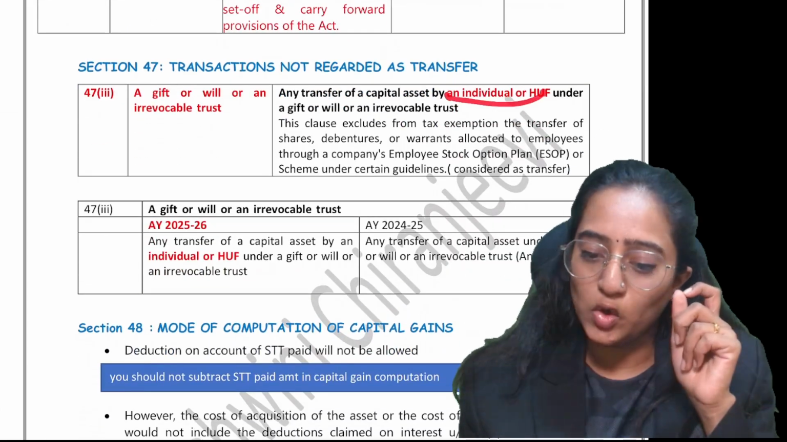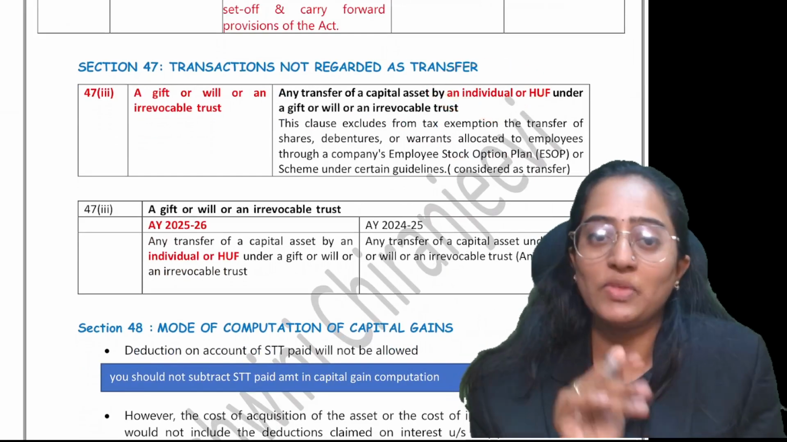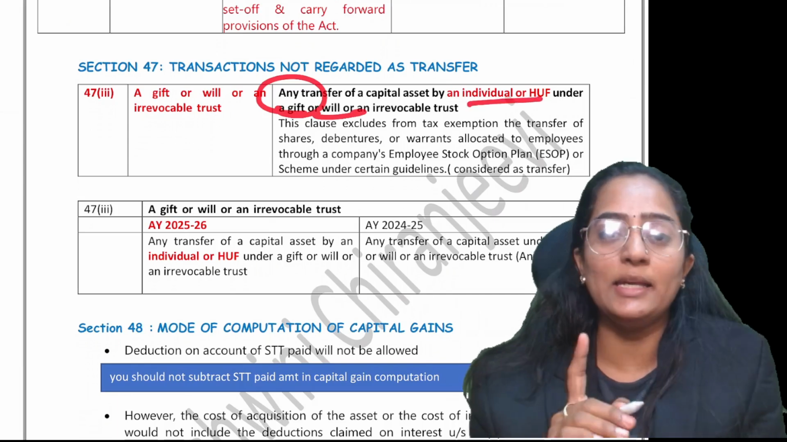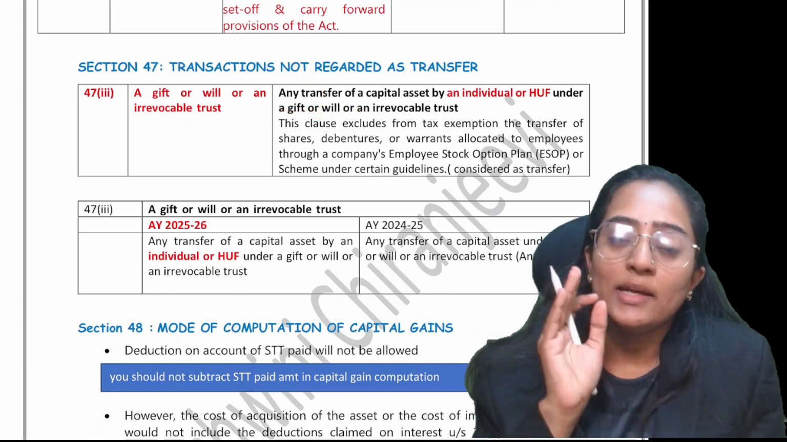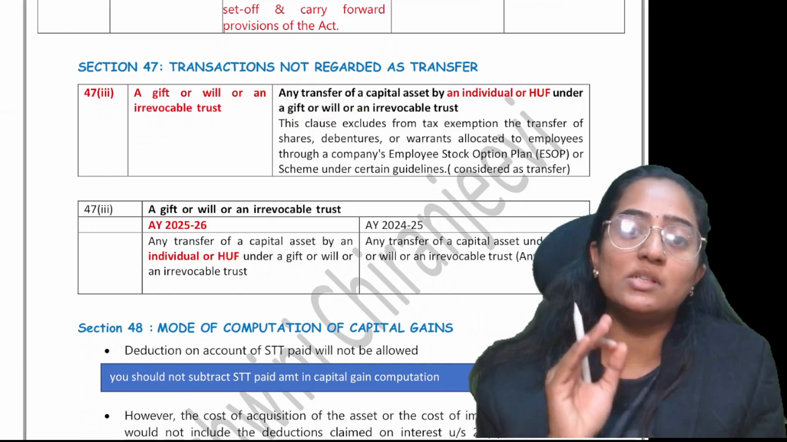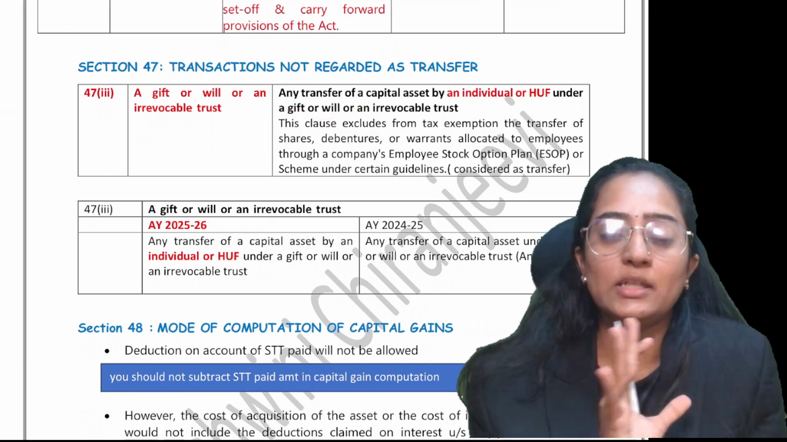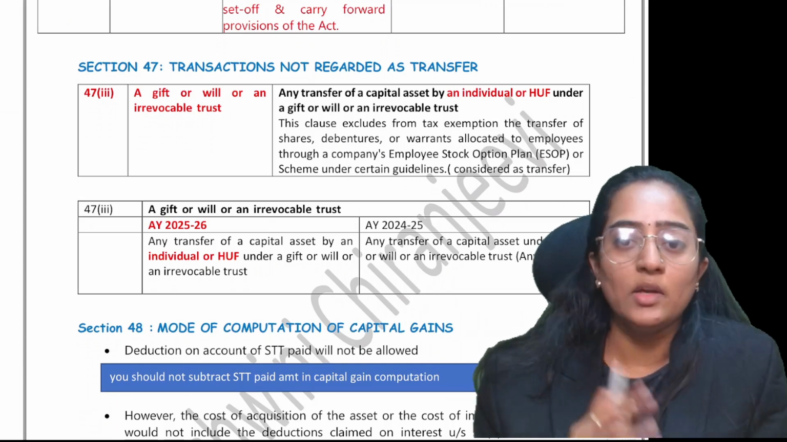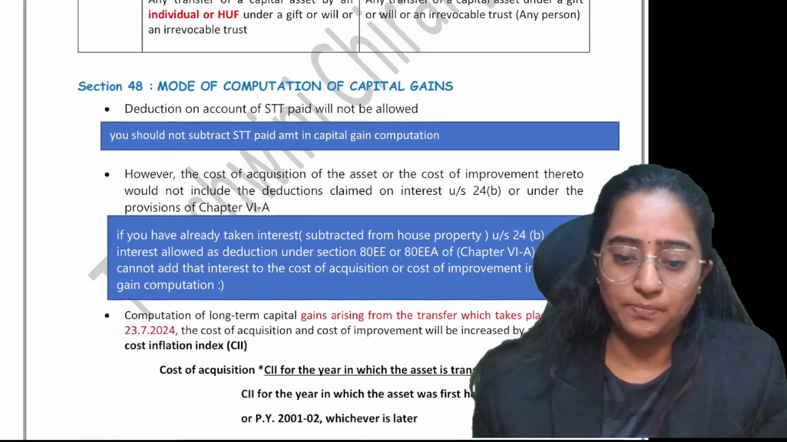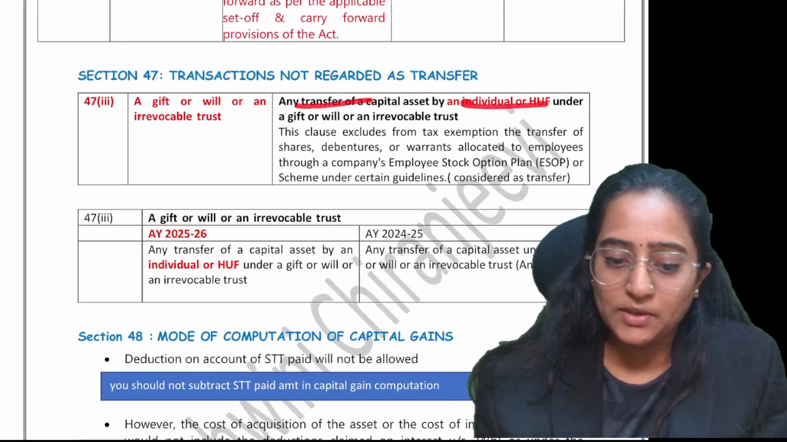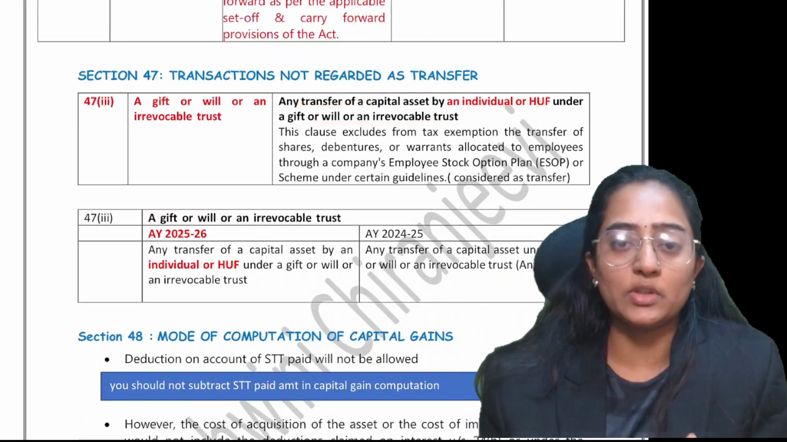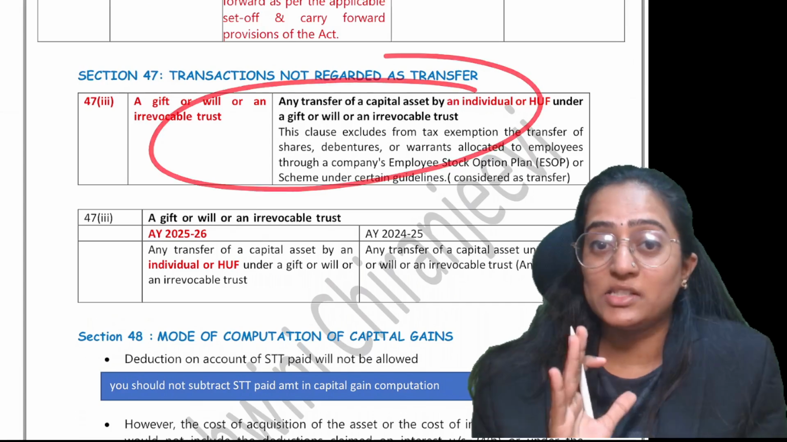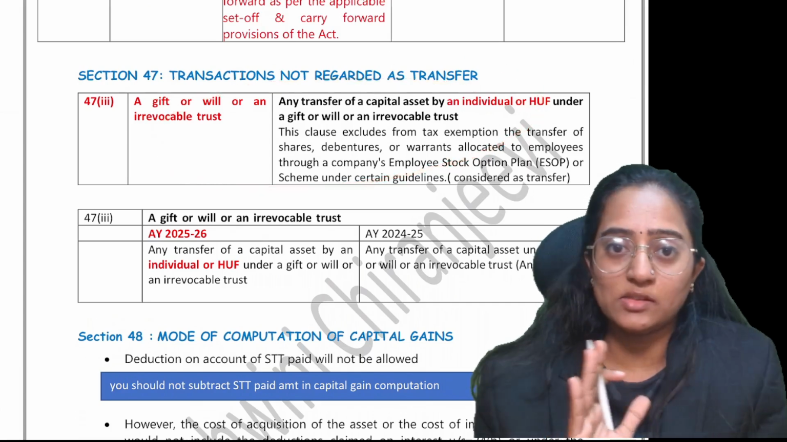Intelligently, the department included the term individual or HUF. Now, if the transfer of a capital asset happens through a gift or a will by an individual or an HUF, it is not going to be considered as transfer. Any transfer of capital asset of an individual or HUF is not regarded as transfer. This is going to be for ancestral properties, people, not in the general case.